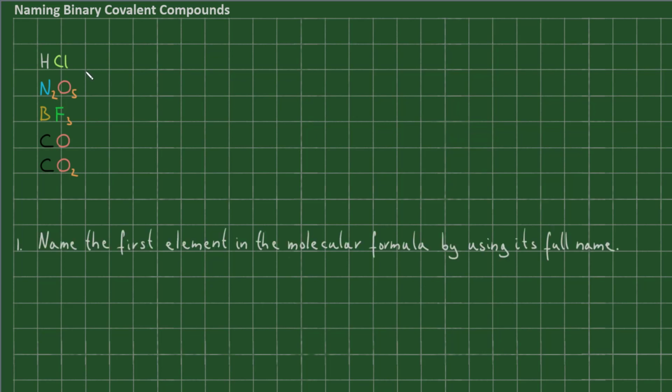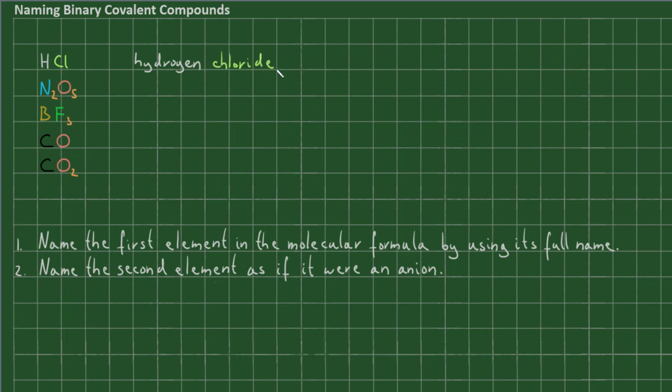When naming binary covalent compounds, the name of the first element is not changed. This means that I can already write hydrogen, but when it comes to the second element, in this case chlorine, the name is changed as though it were an anion. So chlorine becomes chloride. Thus, the name of a compound with the formula HCl is hydrogen chloride.